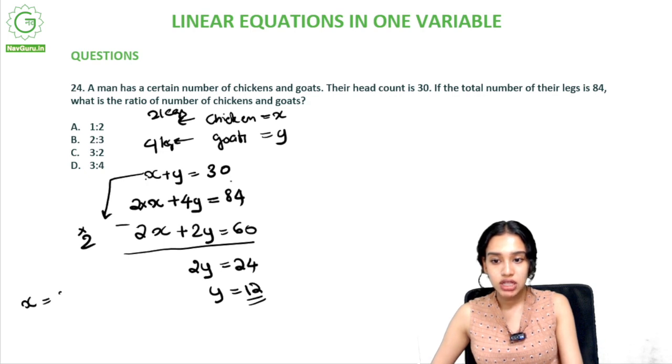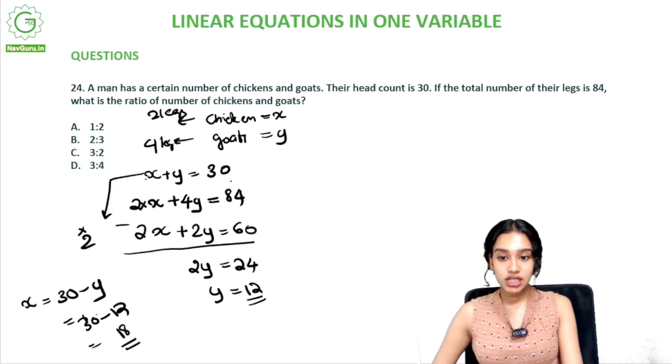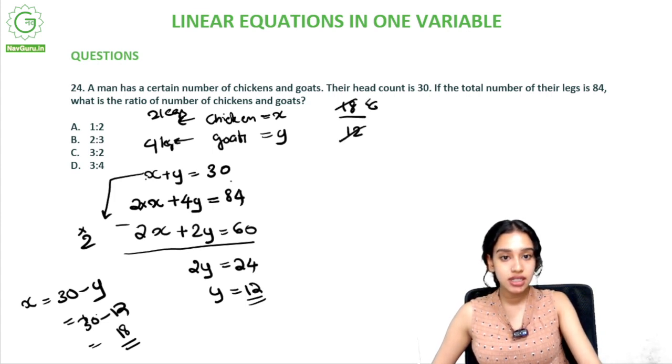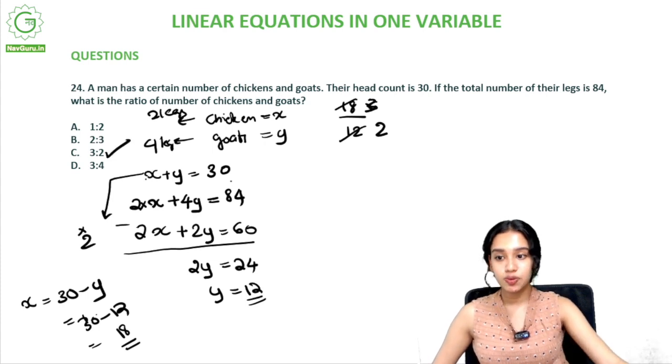X is equal to 30 minus y from here, right? So what is y? 30 minus 12. So 10 minus 2 is 8 and 2 minus 1 is 1. So the number of chicken is 18 and the number of goat is 12. So we have to find the ratio between the number of chicken and goats, that is 18 by 12. We could cancel this out by 6. We get 3 and 2. So the ratio is 3 is to 2.